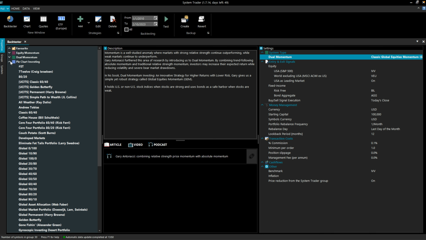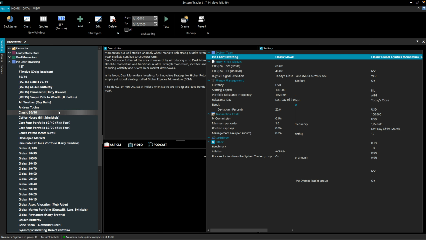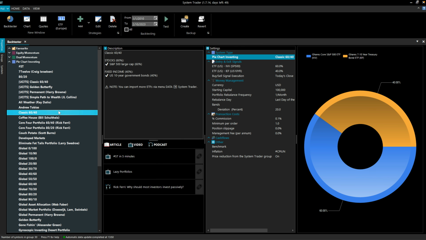Now, the pie chart investing. This is the broadest, the biggest group in this application, which contains so-called passive portfolios. What is a passive portfolio? For example, when I click on the 60/40, we can see how it's built. The whole strategy is about having in the portfolio 60% of S&P 500 and 40% of 10-year treasury bonds. And basically, our goal is to keep these weights at these levels.